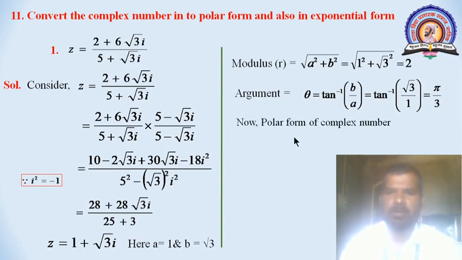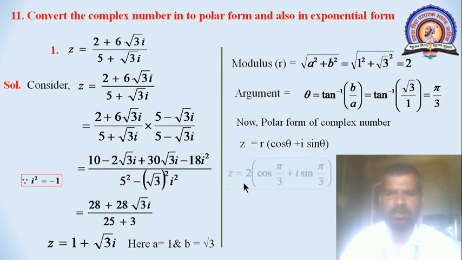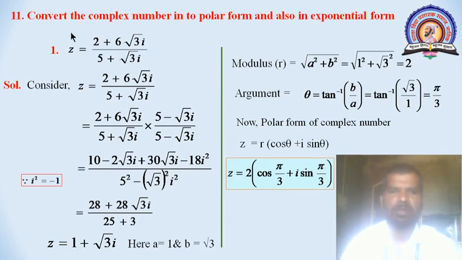Now the polar form of a complex number is z equals r into cos theta plus i sin theta. The value of r is 2, theta is pi by 3. Put here, you will get z equals 2 into cos pi by 3 plus i sin pi by 3. This is the required polar form of the given complex number.